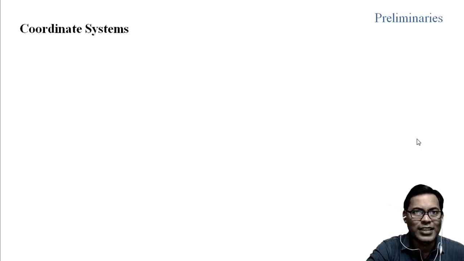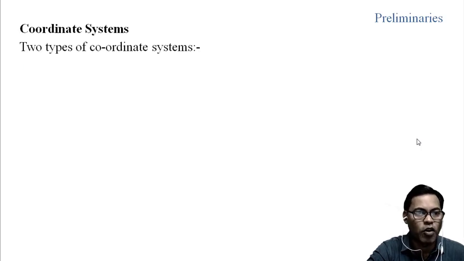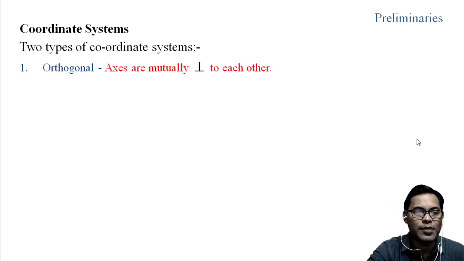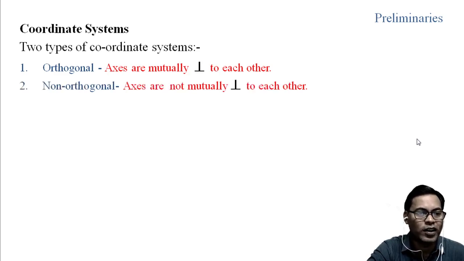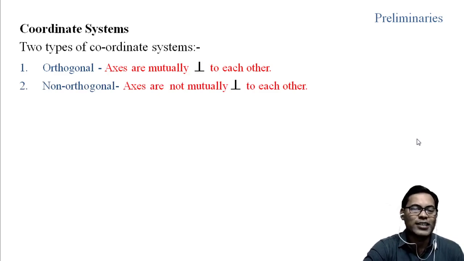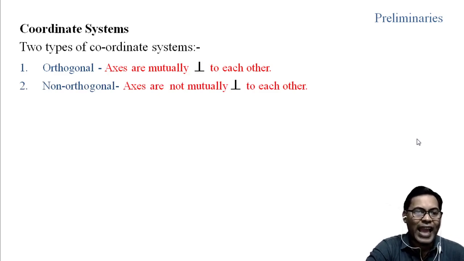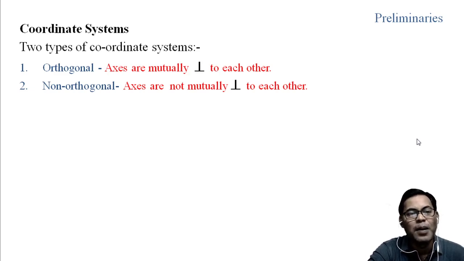Now the coordinate systems are of two types. One is called the orthogonal coordinate system and the other one is called the non-orthogonal coordinate system. In orthogonal coordinate systems, the axes of the coordinates are mutually perpendicular to each other, and in non-orthogonal coordinate systems, the axes are not mutually perpendicular to each other. That is the basic difference between the orthogonal and non-orthogonal coordinate systems.